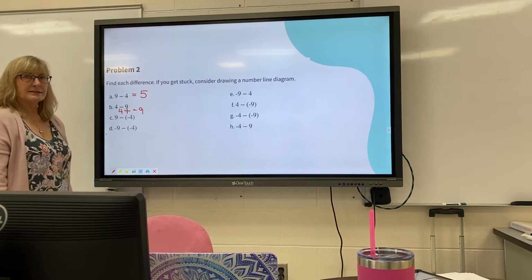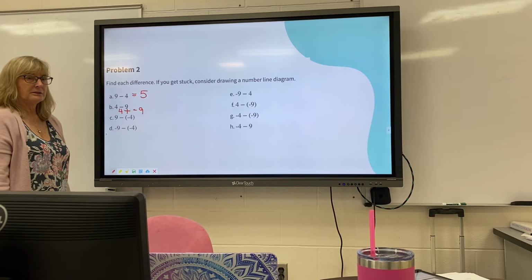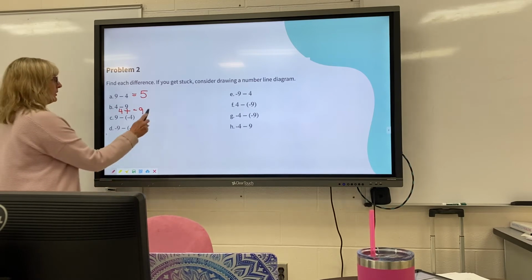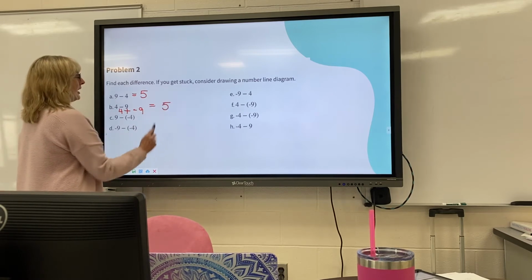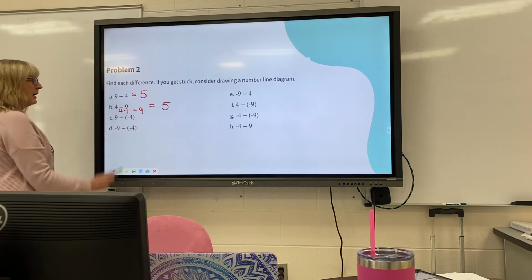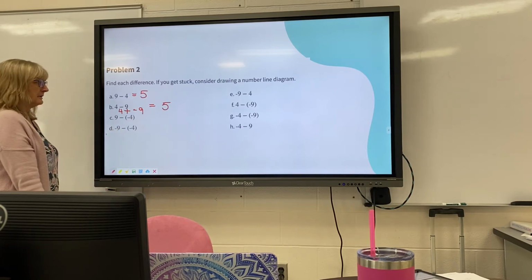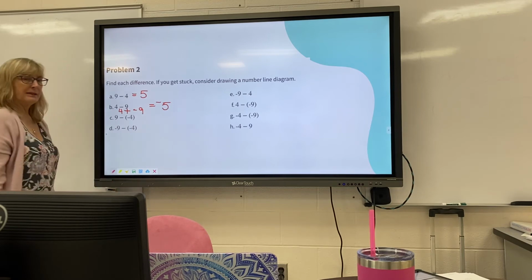Are the signs the same or different? Different, so we're going to subtract. Are there more negatives or more positives? Negatives. More negatives, so that would be -5.